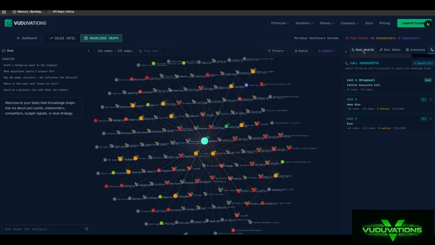This is the brief on graph visualization and deal exploration. We're looking at how the MCOS Knowledge Graph portal magically transforms raw sales call transcripts into an interactive visual map of every single relationship in your deal.